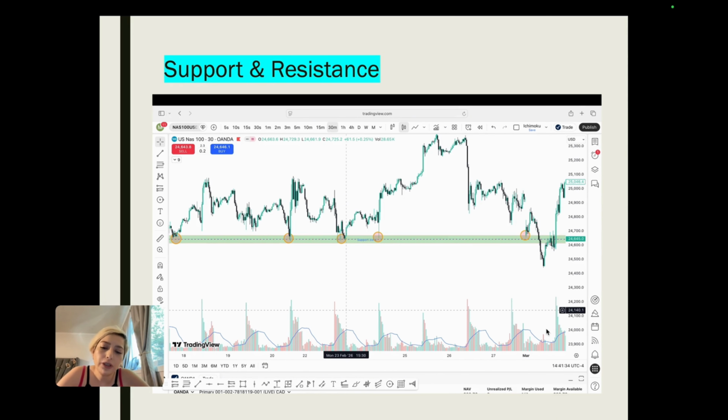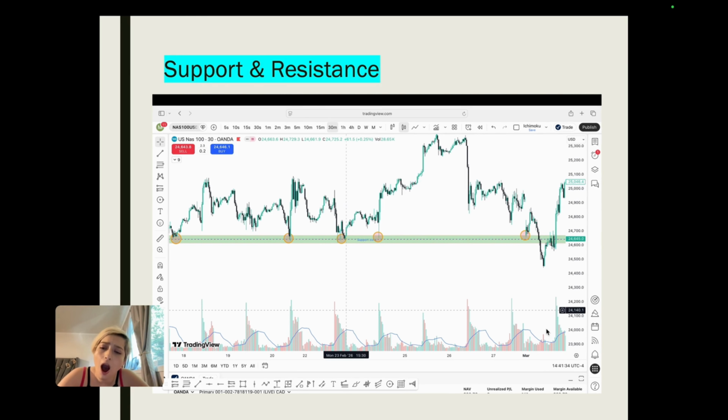When price returns to these levels, they tend to act as key decision point areas where it can build liquidity. It can be a trap for retail traders, and it can be a level where smart money may step in. That's why they call it a key decision point.